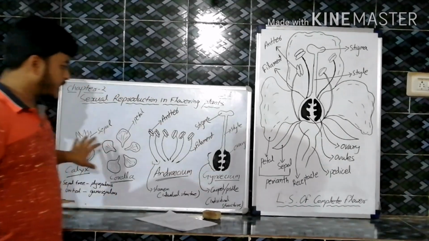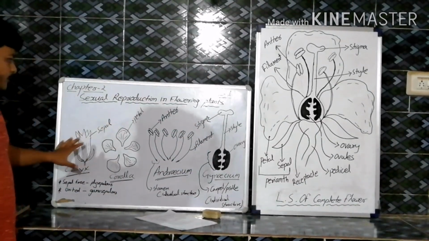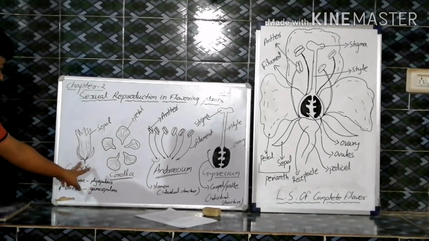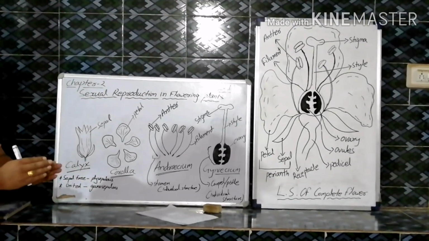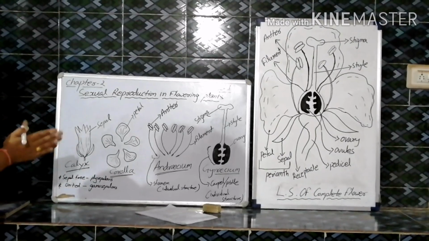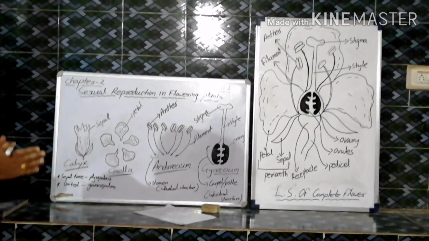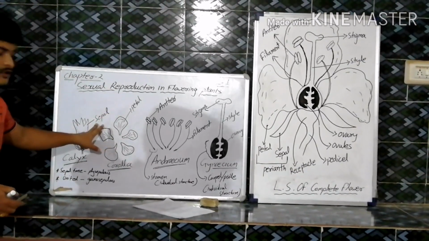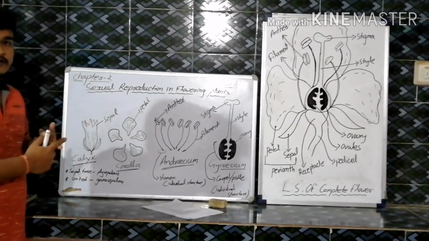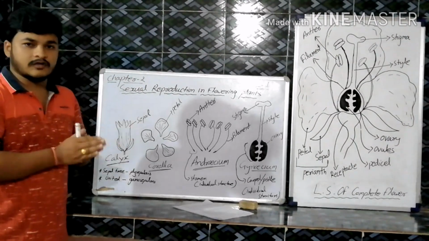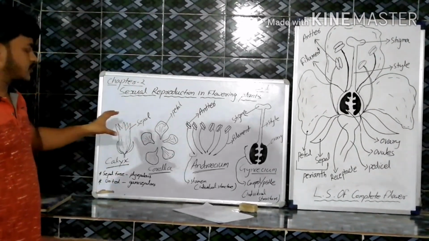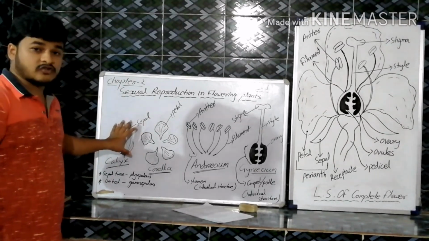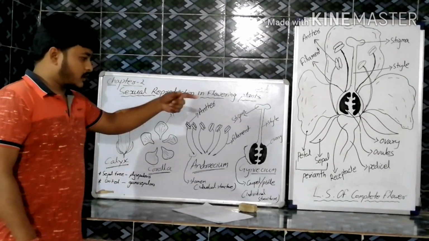Another important point is that in some plants, the calyx and corolla are united. That means they are mixed up together, that is, the petal and sepal parts. This is your petal part and this is your sepal part. In some angiosperm plants, when petal and sepal parts are united, the united structure is otherwise known as your perianth.